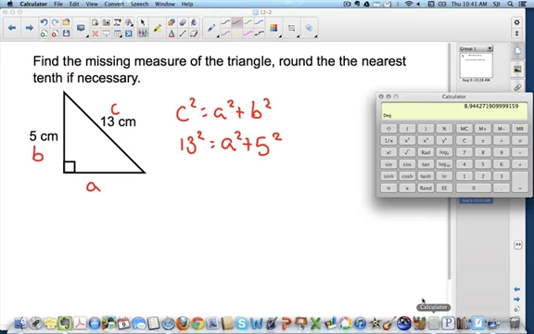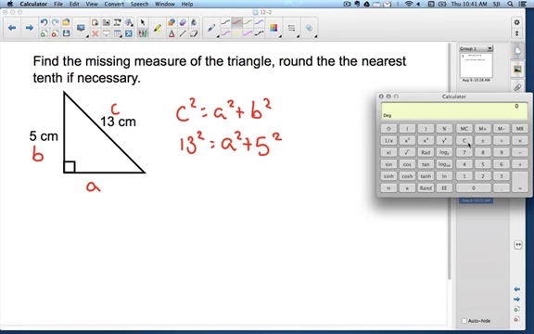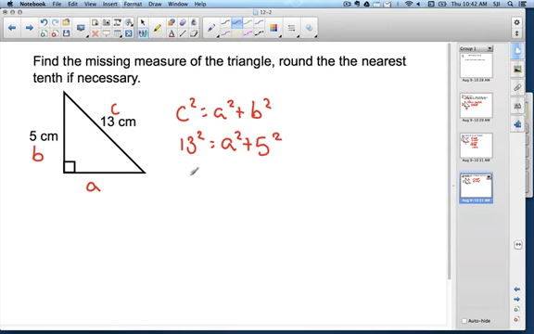So in case you don't know what 13 squared is, I'll show you how to do it on your calculator. You put in 13, and then you push this button right over here, x to the second power. Or you can just go times 13. And 13 squared is 169, which is equal to A squared plus 5 squared, 5 times itself, is 25.